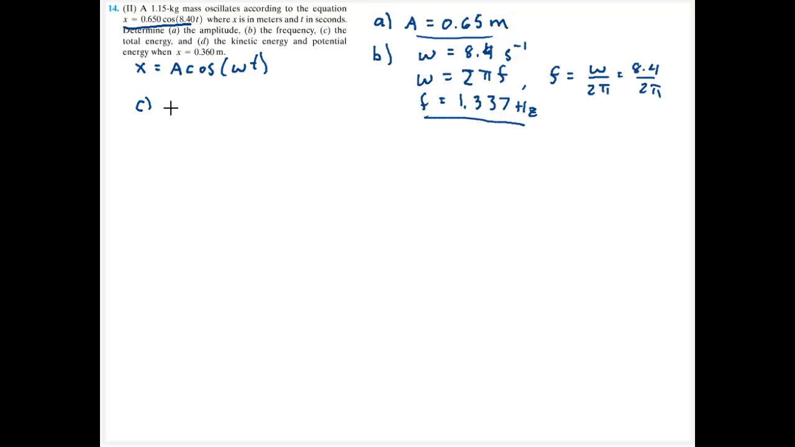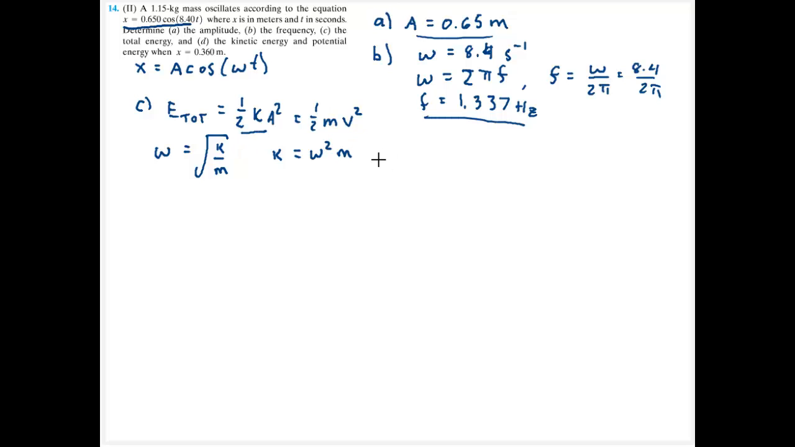For part C, we're looking for the total energy, which I could either say is going to be 1/2 k a squared, that's going to be at the maximum amplitude, or 1/2 mass velocity squared, that'll be at the equilibrium point. I also know that I can relate the angular frequency to the spring constant and the mass, and I know the mass, so I can say that this spring constant is going to be equal to omega squared multiplied by mass.